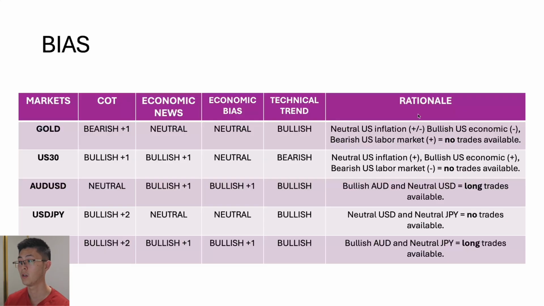Economic news, we go here: neutral inflation, which is okay for gold. It prefers a bearish inflation reading, but neutral is okay. We've got bullish economic news, which is not ideal for gold. We've got bearish US labor market, which is good for gold in terms of bullish. So they cancel each other out, no trades right now.